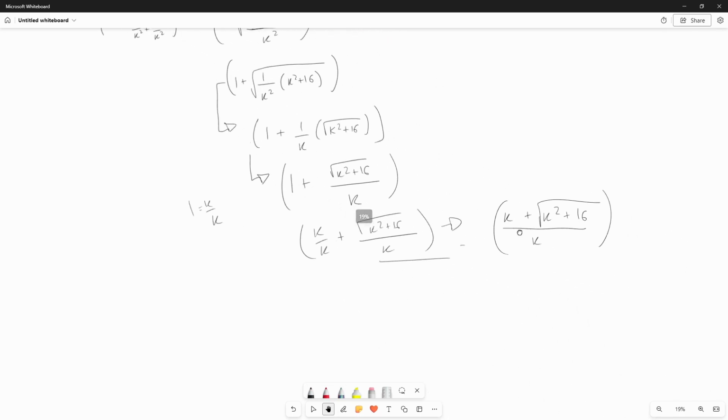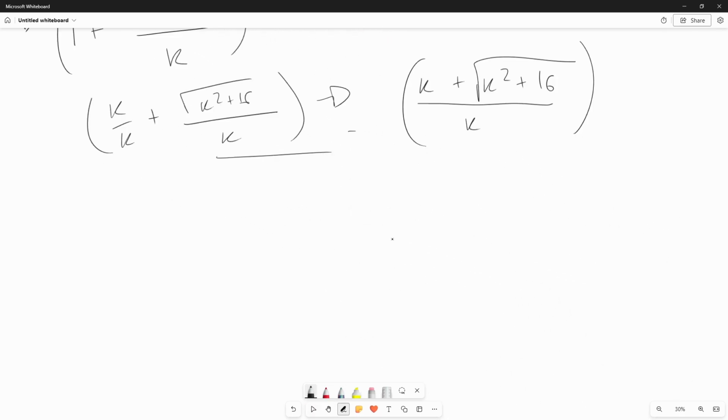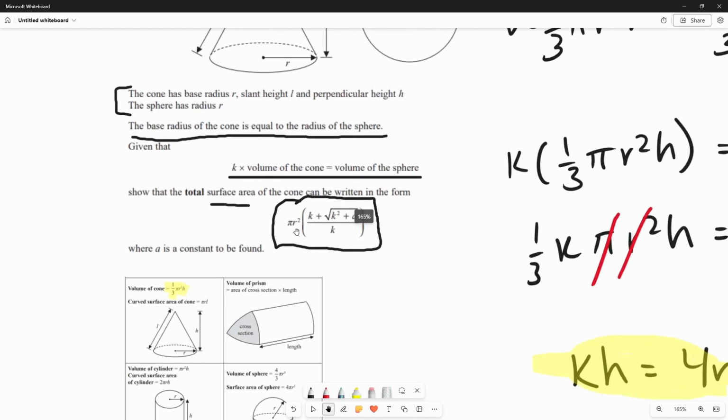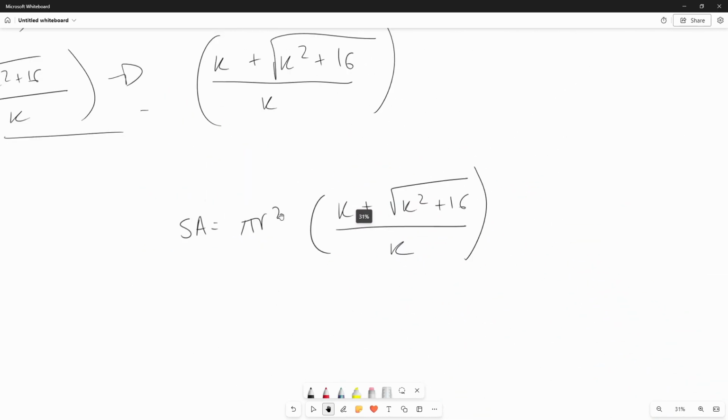So we'll bring the pi r squared in front of this, so we'll write surface area equals pi r squared times k plus root of k squared plus 16 over k. Now you're going to check if this is in the same form as the answer, which it should be. Yeah, pi r squared times k plus the root of k squared plus a over k, which is our answer, is in the same form as that. That means a equals 16, which is a constant that we were finding.